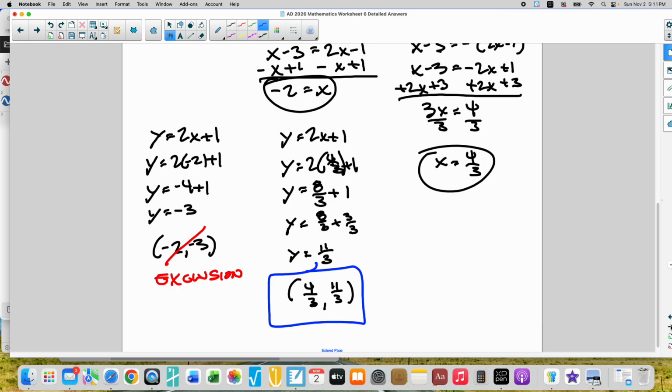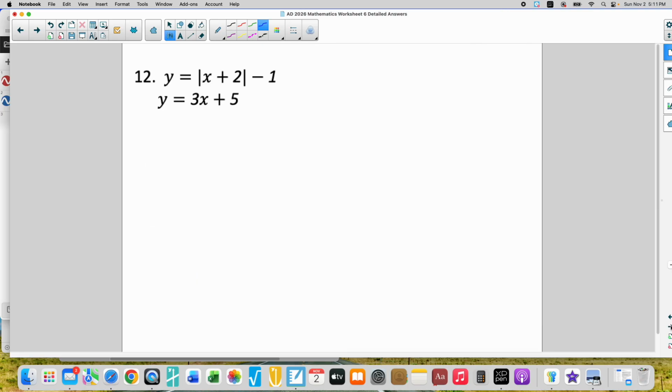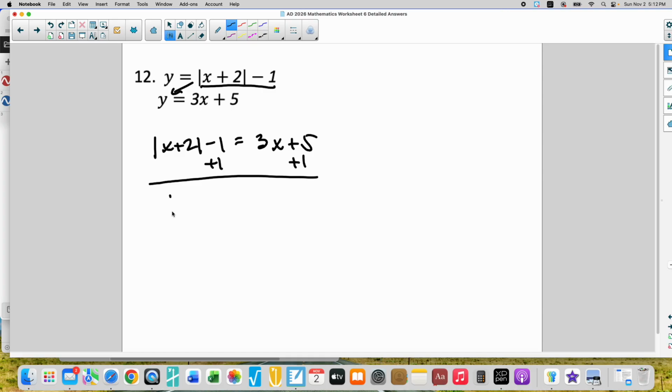All right, that worked. We can do the same thing. Let's take this and set it equal to each other. Well, we'll just plug it in there. So you get the absolute value of x plus 2 minus 1 equals 3x plus 5. Let's add the 1 over, because we always have to isolate first. The absolute value of x plus 2 equals 3x plus 6.